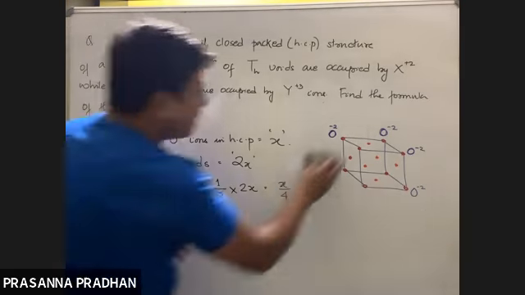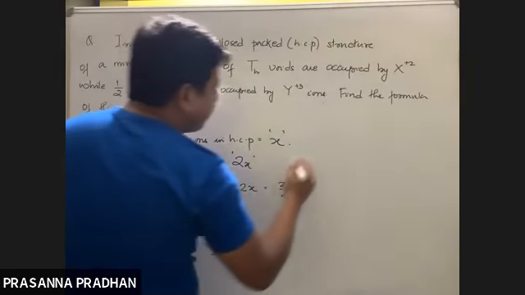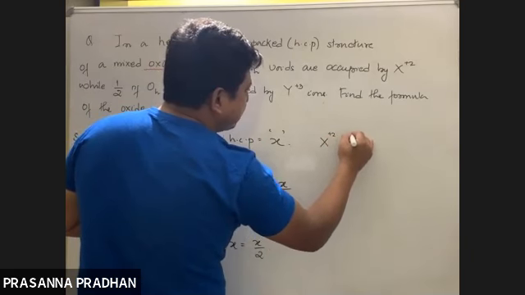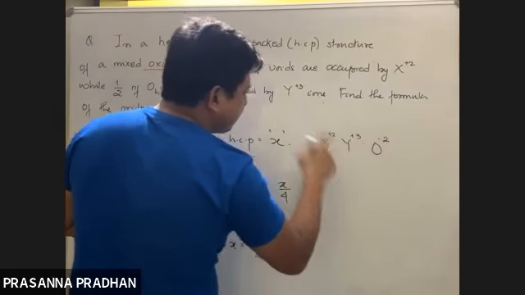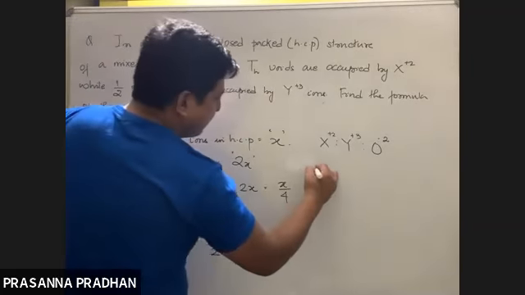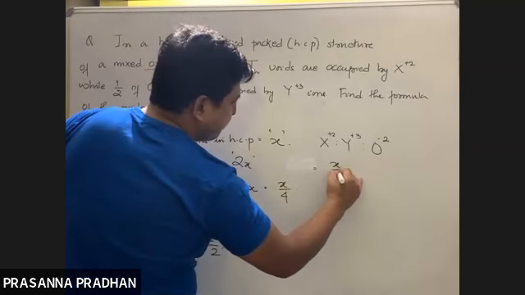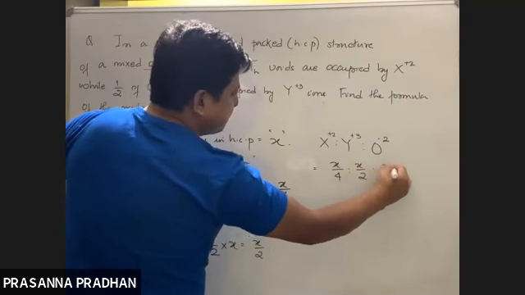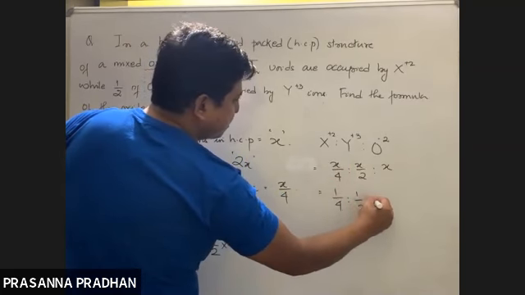Okay. So what is the ratio of X, Y and oxide? We have X, whose valency is 2. We have Y, whose valency is 3. We have oxygen, whose valency is 2. So what is the ratio of these particles? X is how much? X by 4. Y is how much? X by 2. Oxygen is X. So this is 1 by 4 is to 1 by 2 is to 1.